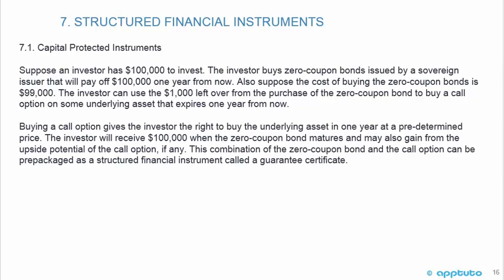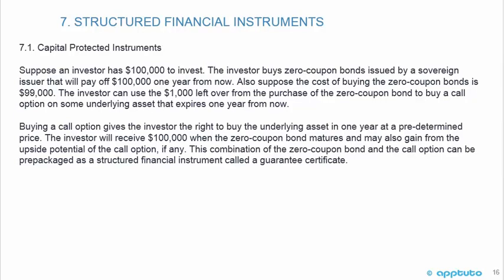So the first structured financial instrument that we're going to look at is capital protected instruments. So suppose an investor has $100,000 to invest. The investor buys zero coupon bonds issued by a sovereign issuer that will pay off $100,000 1 year from now. Also, suppose the cost of buying the zero coupon bonds is $99,000.